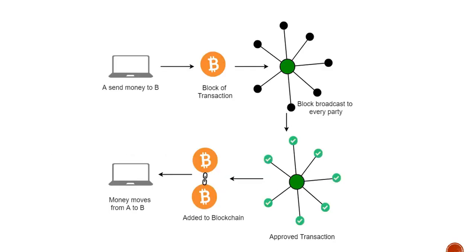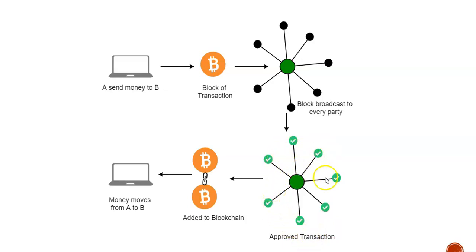Now, when A wanted to send money to B, there will be a block of transactions in which that particular transaction will be added, and this block of transactions will be broadcasted to every node or every party participating in the network. Now, all the nodes will be verifying the transaction, and if the transaction is correct, all the nodes will be approving the transaction.